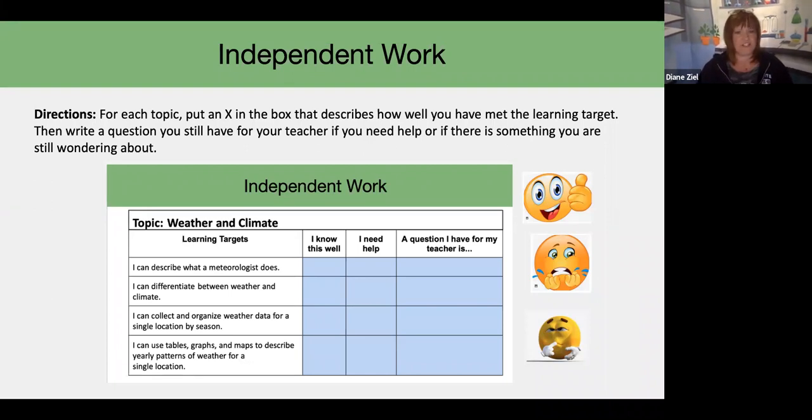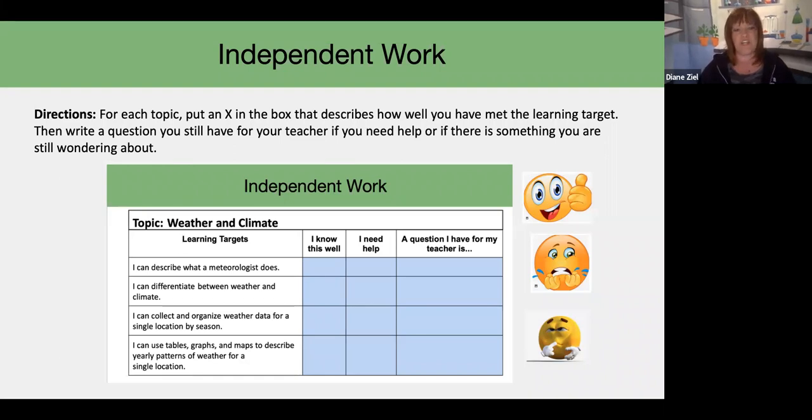I can differentiate between weather and climate. I know this one too. I'm this guy. I can definitely do that. I wasn't sure when I first started this unit, but working through the lessons and watching the videos and doing some of the activities really taught me the difference between weather and climate. So weather describes what the conditions are like on a particular day. So you could have a rainy day, a sunny day, a cloudy day.